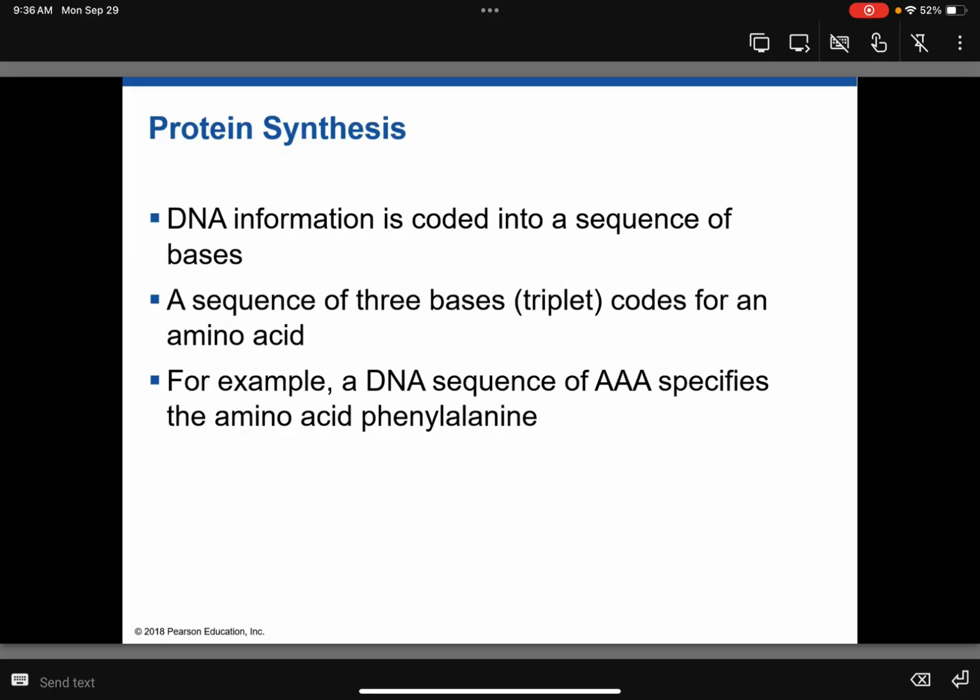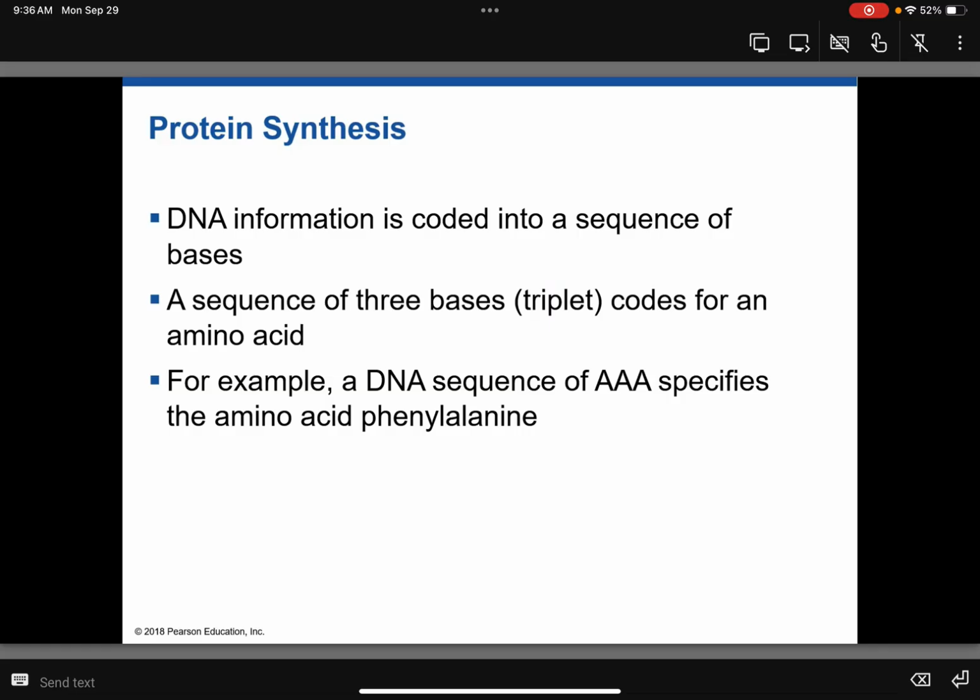So DNA information is coded into a sequence of bases. This is a specific sequence, like those arrangements of your G's, your C's, your A's, your T's. They are put into a specific sequence to create a specific protein for a job.